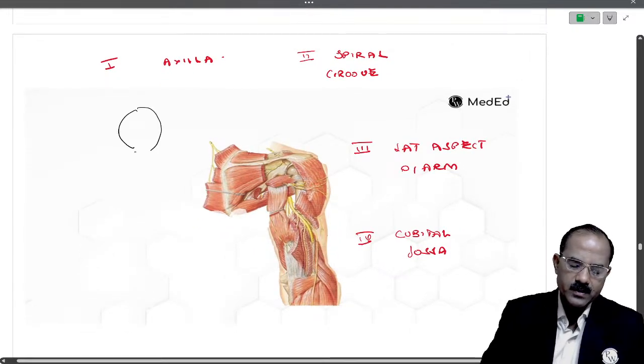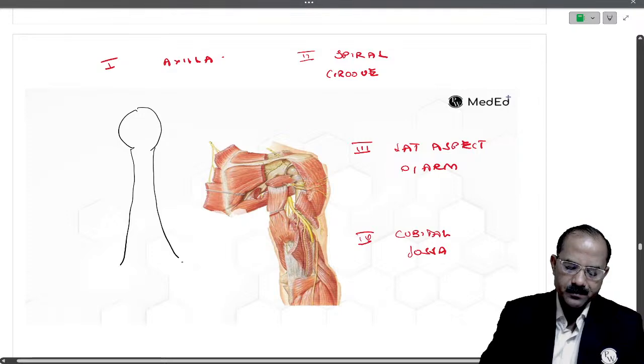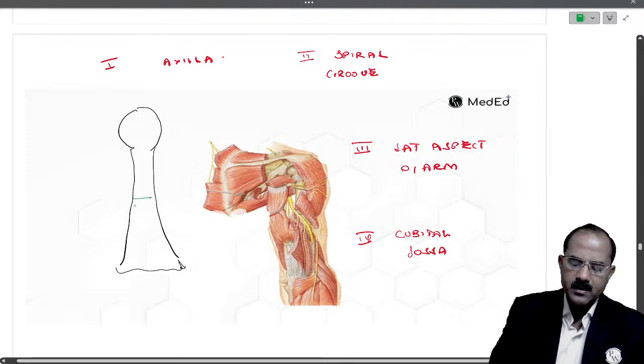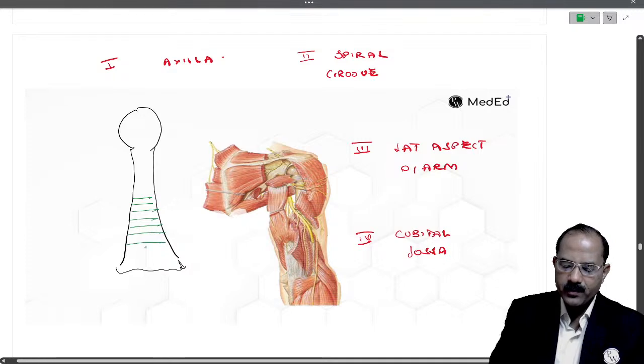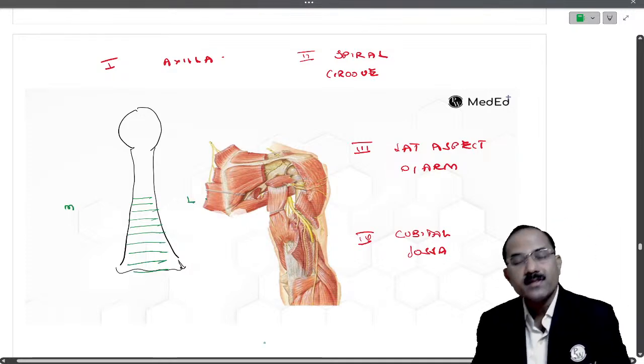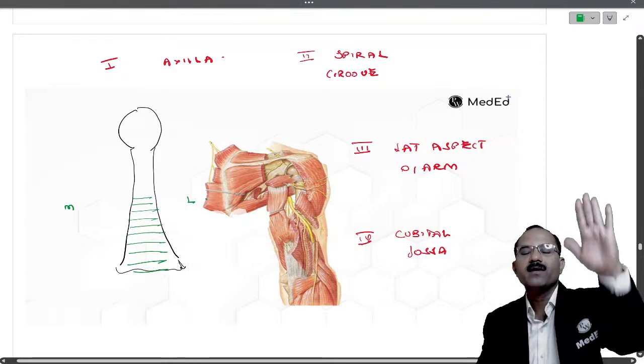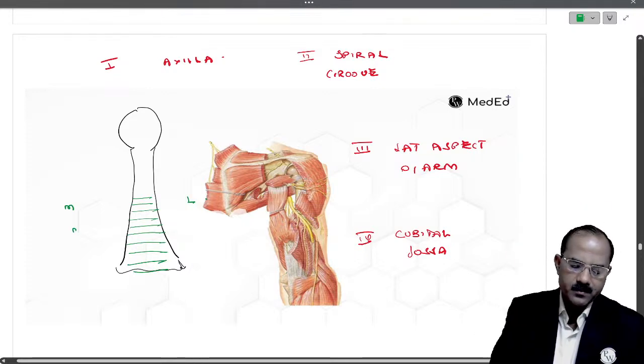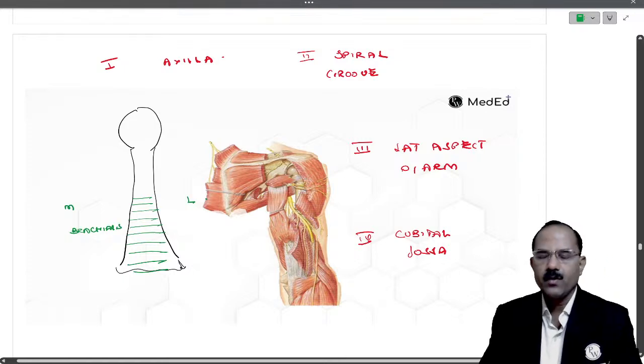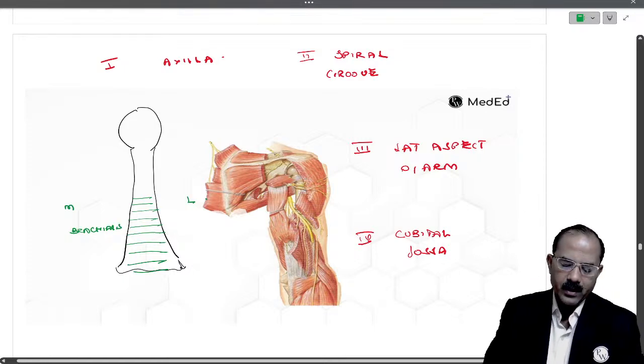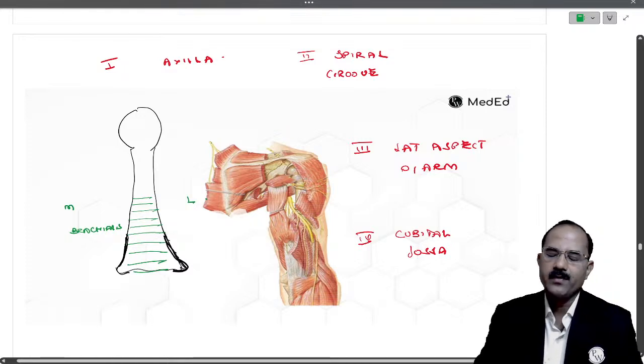So if I draw this as the humerus, tell me quickly, what is this muscle arising from the anterior aspect of the shaft of the humerus? If this is medial and this is lateral. Brachialis. That's the medial epicondyle, that's the lateral epicondyle. This is the medial supracondylar ridge, that's the lateral supracondylar ridge.